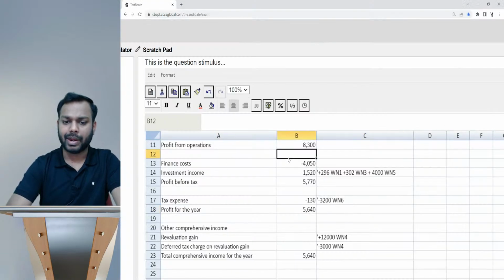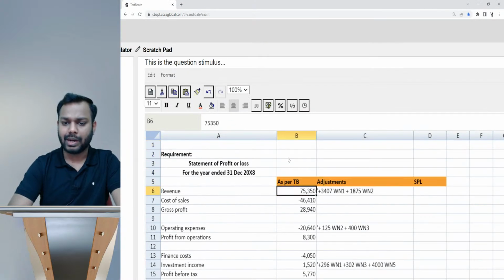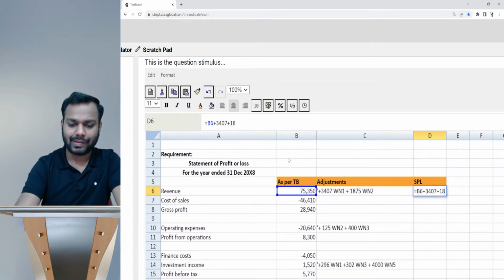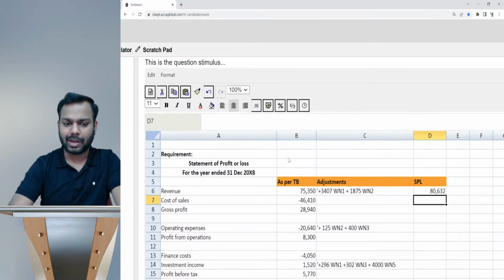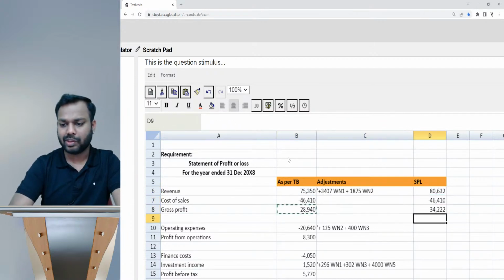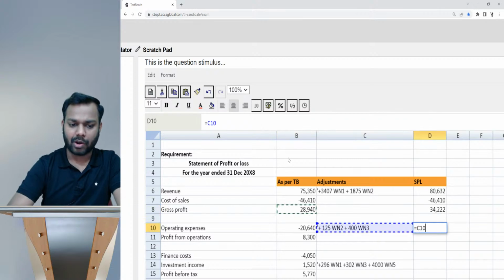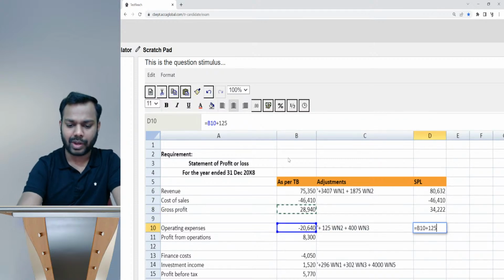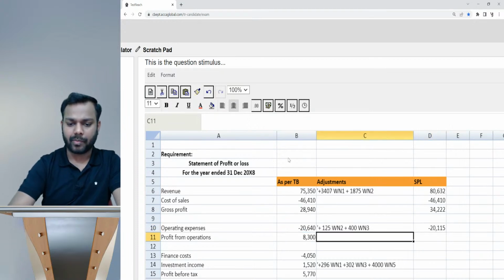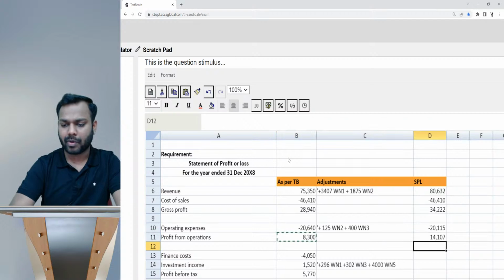Now let's come to our P&L and finalize it. So what is the revenue? This plus 3,407 plus 1,875. So this is my revenue. Now what is my cost of sales? This is my cost of sales. What is my gross profit? This is my gross profit. Now what are my operating expenses? This plus 125 plus 400. So this is my profit from operations.